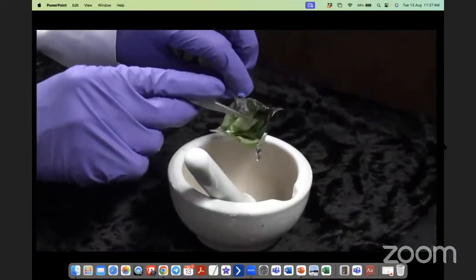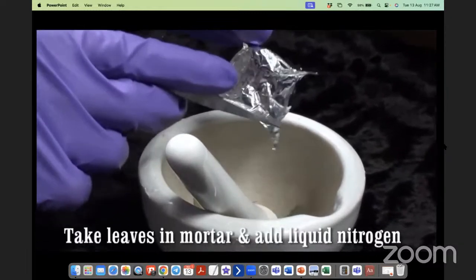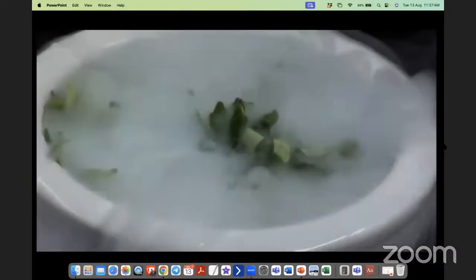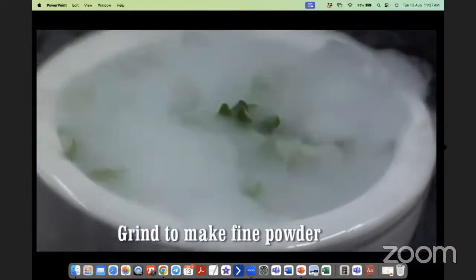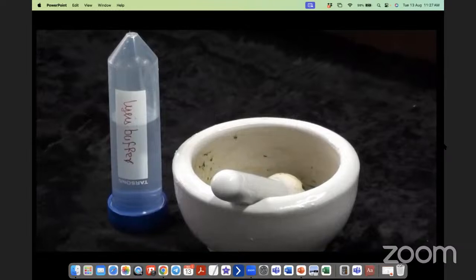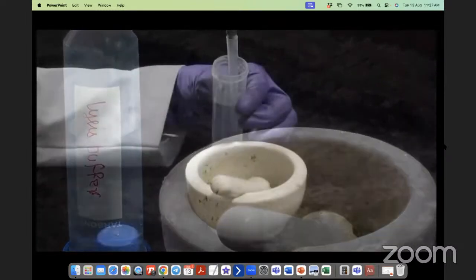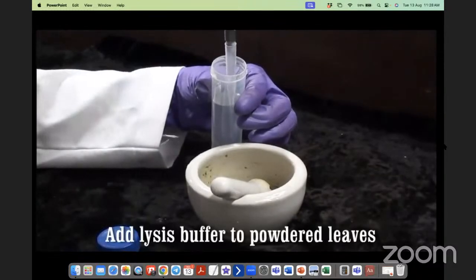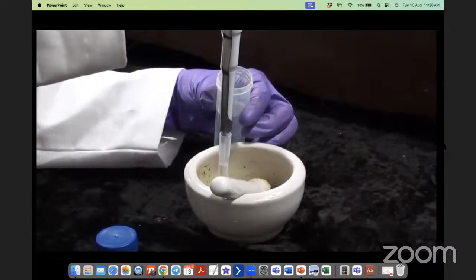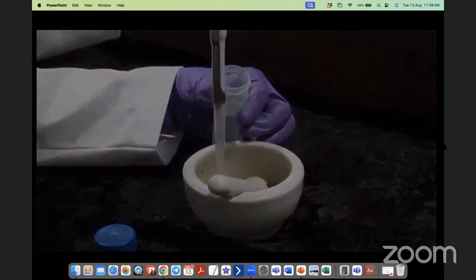Transfer these leaves to a chilled mortar and carefully add liquid nitrogen to it, which helps in drying up the leaves instantaneously. Grind the leaves well using a pestle to obtain a fine powder. To this powder, add around 0.5 ml of lysis buffer containing trichloroacetic acid, acetone, and dithiothreitol, and grind it well until a fine paste is obtained.